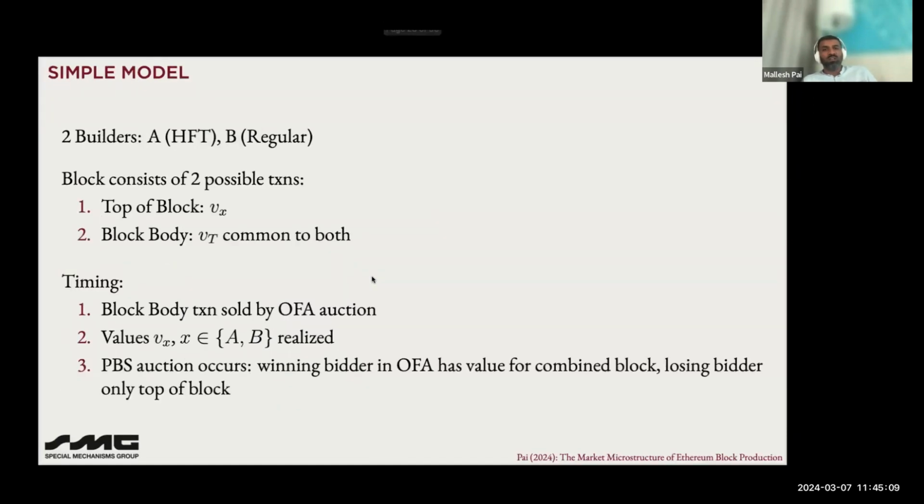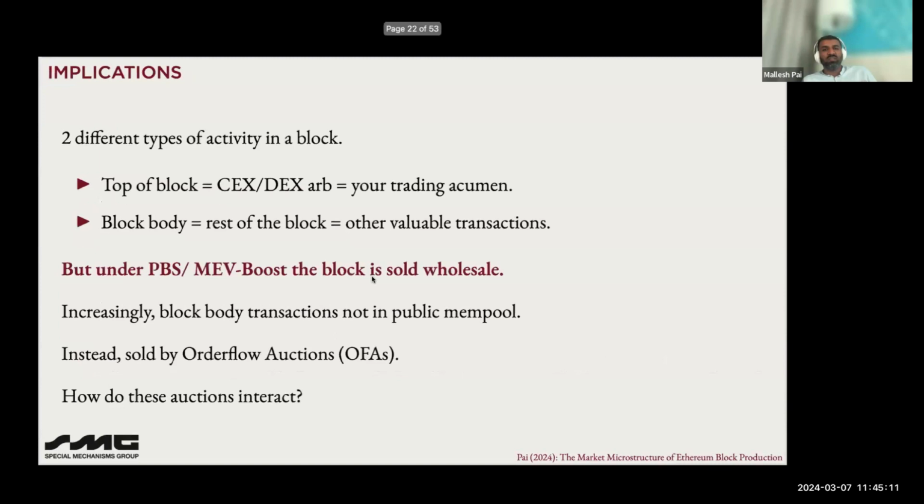But what we go ahead and do in the rest of this paper is basically identify a world where you've got your own transactions, which is the top of block value, and then also you have the ability to buy other transactions, for example, from an order flow auction, which is what several firms are moving to. What is the effect?